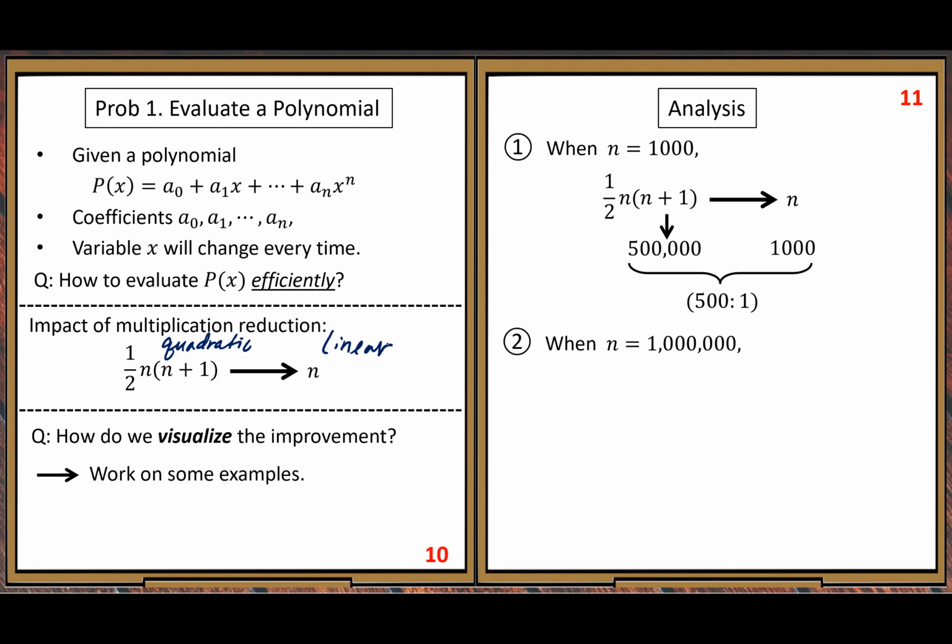This time we increase the polynomial degree number to 1 million. N equals 1 million. The ratio should be much more than 500. So let's look at how much it is. Just plug in this n number, 1 million, for the n side. Look at this number, how big it is. So many zeros.